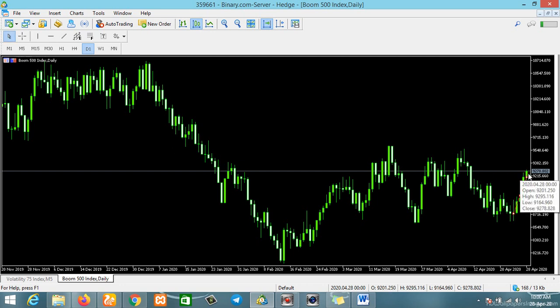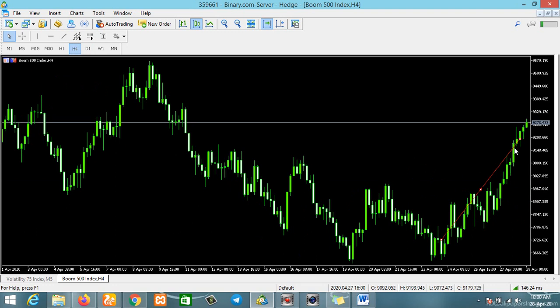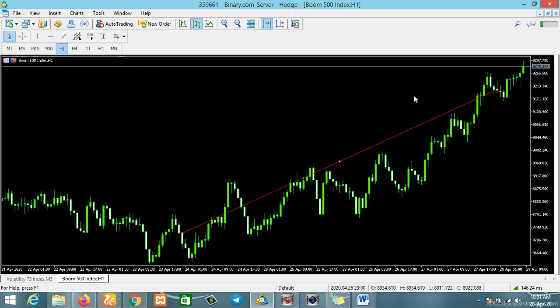So what does it imply for us? This means in the 1 day time frame, it is now on uptrend in the daily chart. Now let's go to 4 hours and see what 4 hours is saying. You can see 4 hours is on uptrend. Let's go to 1 hour. You can see 1 hour as well is on uptrend.